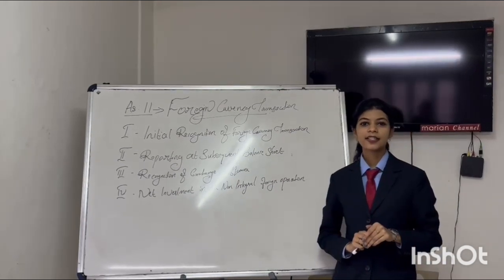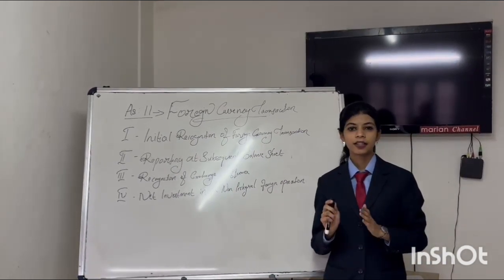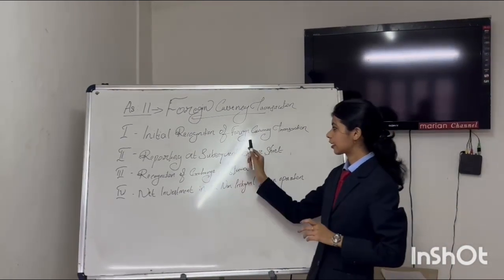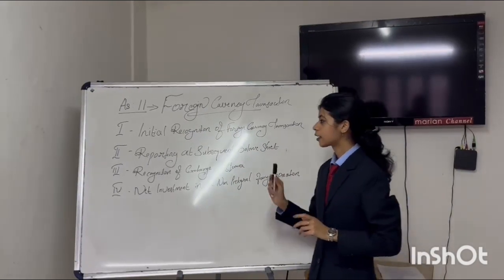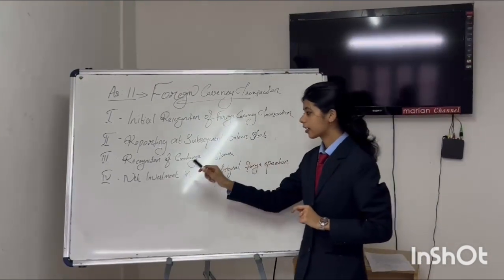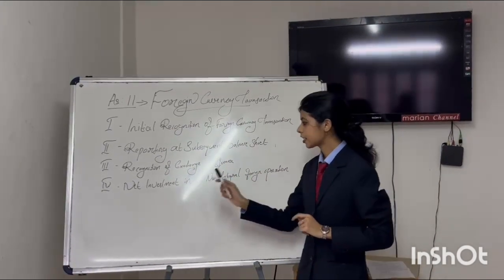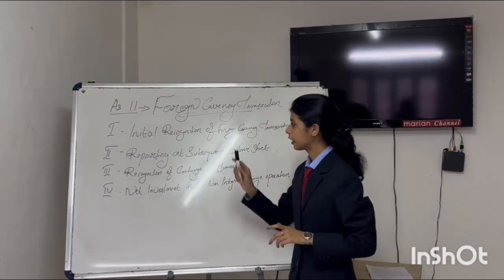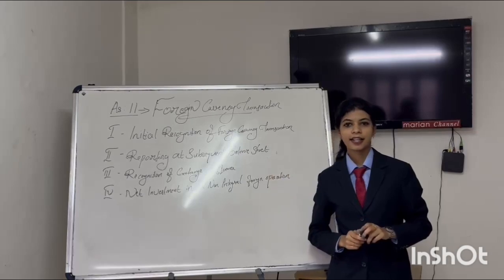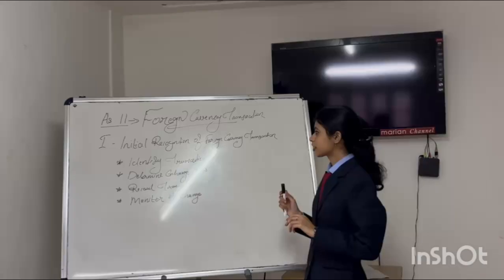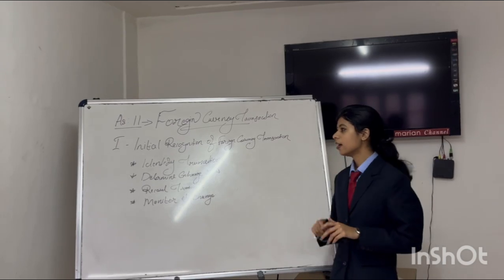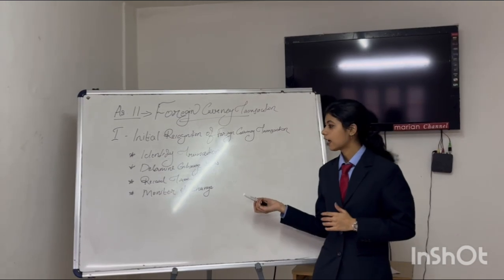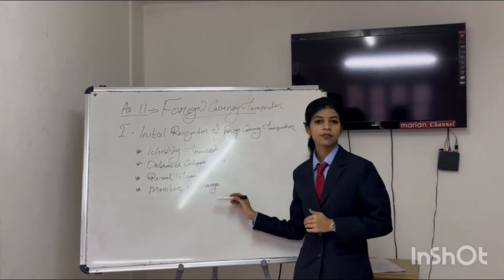Foreign currency transactions are issued by the Institute of Chartered Accountants. The first part discusses the initial recognition of foreign currency transactions and reporting at the subsequent balance sheet date, recognition of exchange differences, and net investment in non-integral foreign operations. The first one is the initial recognition of foreign currency transactions: identify the transaction, determine the exchange rates, record the transaction and monitor the changes.